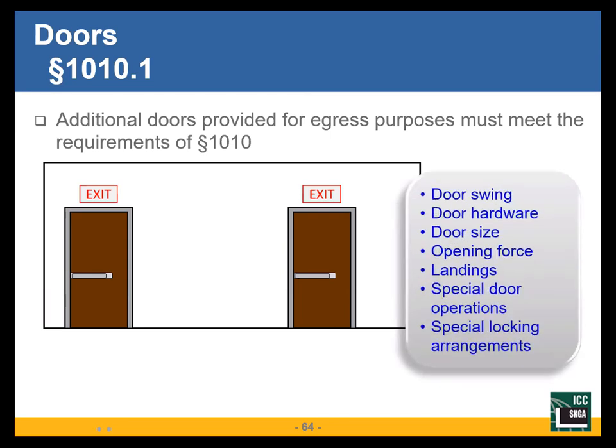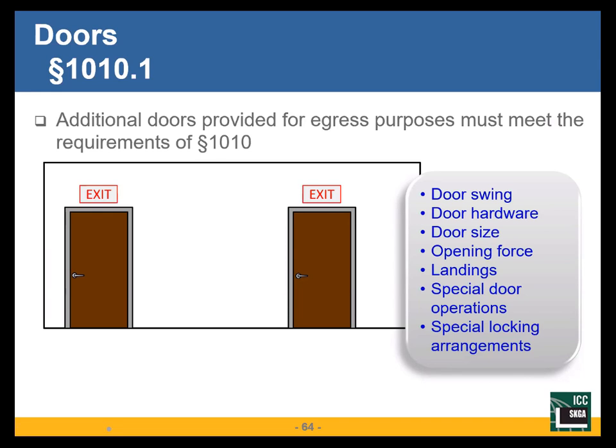It says if the door has to swing out, this one has to swing out. Whatever hardware is required, same hardware. If it's panic hardware, it has to have panic hardware. If it's a lever action, it could be lever action. What's the minimum size of the door? How hard is it to open the door? What's the force? Do I need a landing? Everything that applies to this exit door applies to this one if it could be used as an exit door.